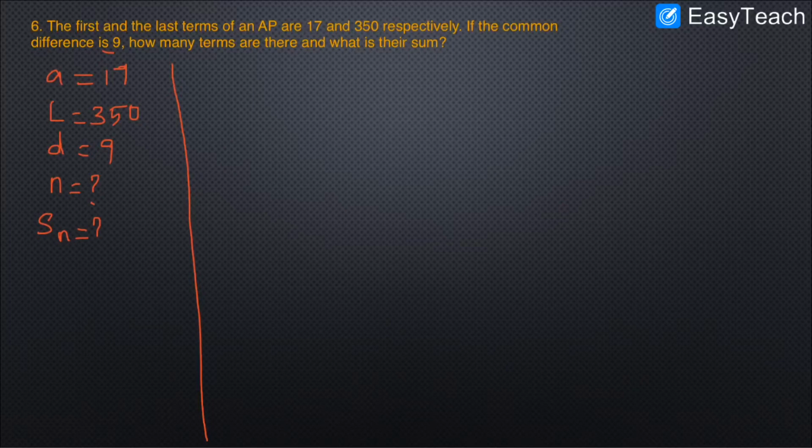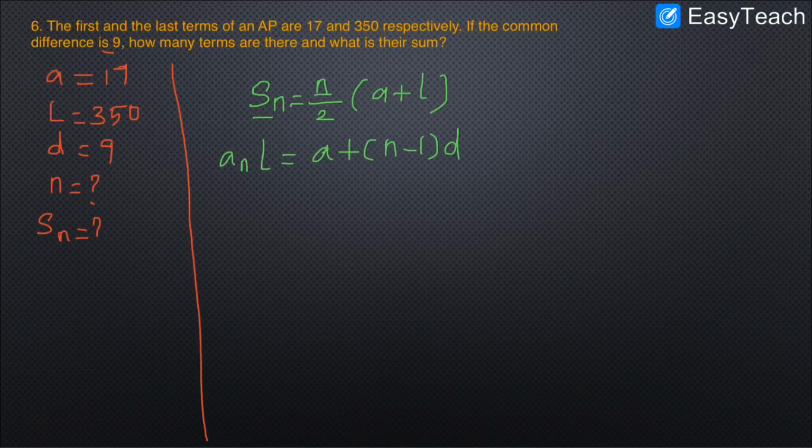First of all, the formula we have to use here. If the last term is given, what is the formula? Sn equal n by 2 into a plus l. Here we have Sn and n, two unknown terms. So let me use another formula, the l formula, to find the n value, then substitute in this formula to find the Sn value. So what is the l formula? a plus n minus 1 into d, the same formula to find the nth term in the previous topic. Here the last term is given, so we replace an with l.